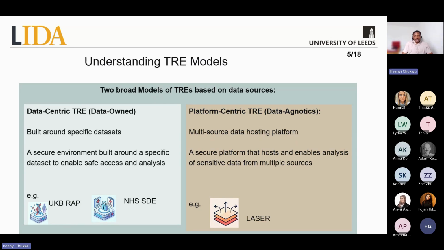The other type of TRE really is the platform-centric TRE, or data-agnostic TRE if you like, which usually does not own any data set, but accesses data sets from multiple sources. They enable research to happen because of that collection of data sets, and then give researchers secure access to a particular network-segregated space for their work to happen. An example of this is LIDA, which is the University of Leeds TRE, which we run and manage. And there are other types of academic TREs as well that fall within this category.